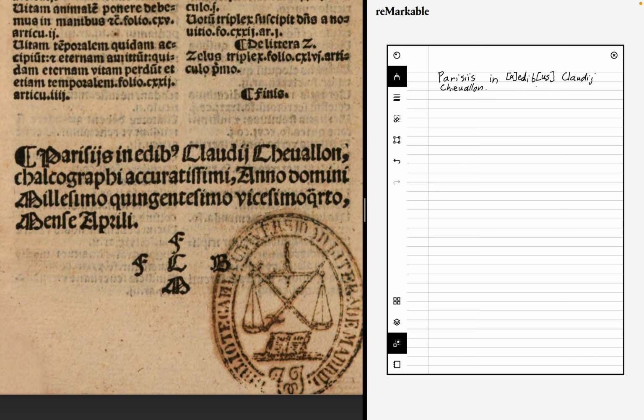Schwalon. Calco, and I'm not going to write the rest out. I think we've gone far enough there, but it's calcografi accuratissimi anno domini millesimo quingentesimo vicesimo quarto mense aprili. Just aprili.